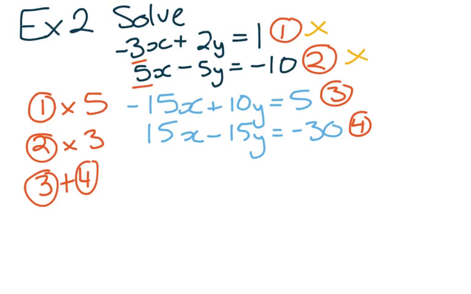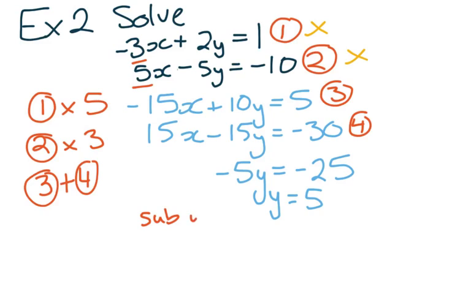Then we would have positive 10y add negative 15y. So positive 10 add negative 15 is 10 take 15, which is negative 5y. And then we would have 5 add negative 30. So 5 add negative 30 is 5 take 30, which is negative 25. So then we can work out that y equals positive 5. And then again from here, it's the same as all our previous examples.